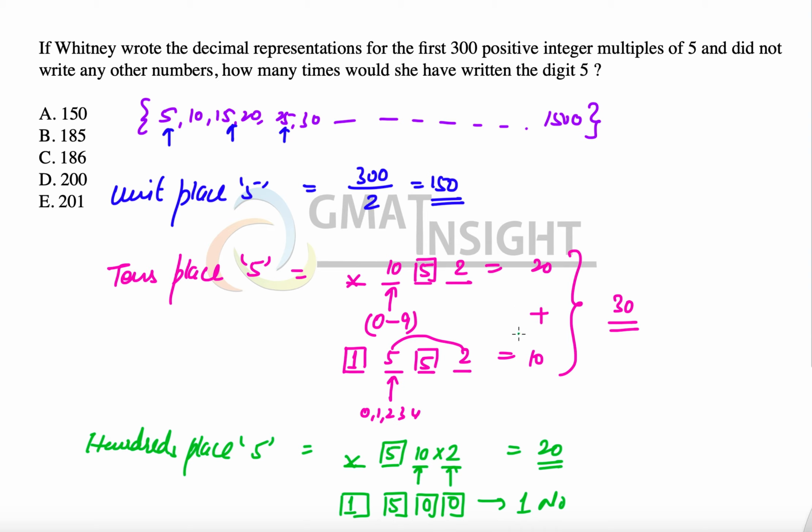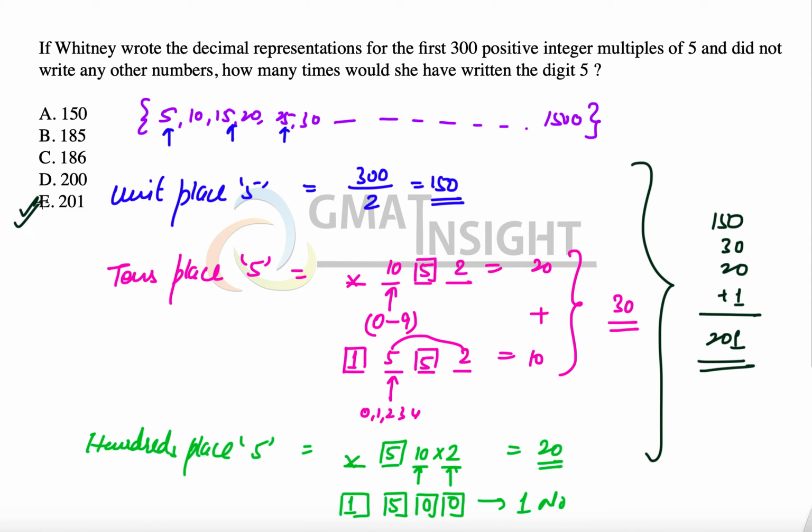So far the numbers that we have been able to arrive at are 150, 30, 20 and 1. So the total number of times the digit 5 has been used will be equal to 150 plus 30 plus 20 plus 1, and that becomes 201. So that's what becomes our answer, option E: 201 times Whitney will write the digit 5 while writing all the 300 multiples of 5 starting from 5.